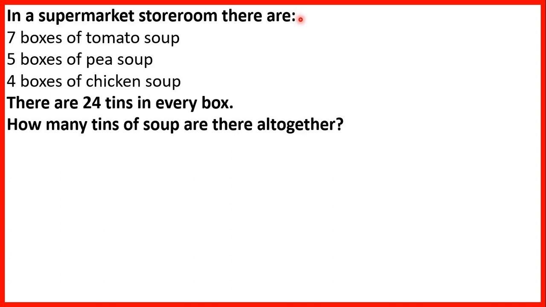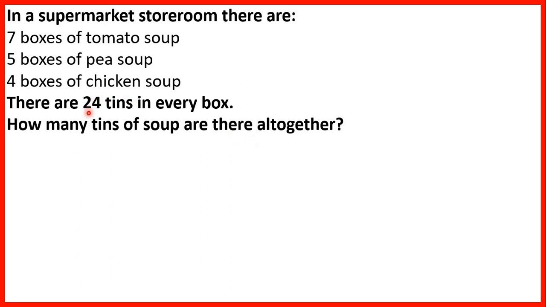In a supermarket storeroom, there are 7 boxes of tomato soup, 5 boxes of pea soup, and 4 boxes of chicken soup. There are 24 tins in every box. How many tins of soup are there altogether? So, because they've told us how many tins are in one box and we have many boxes, we know that we need to use multiplication to find our answer.